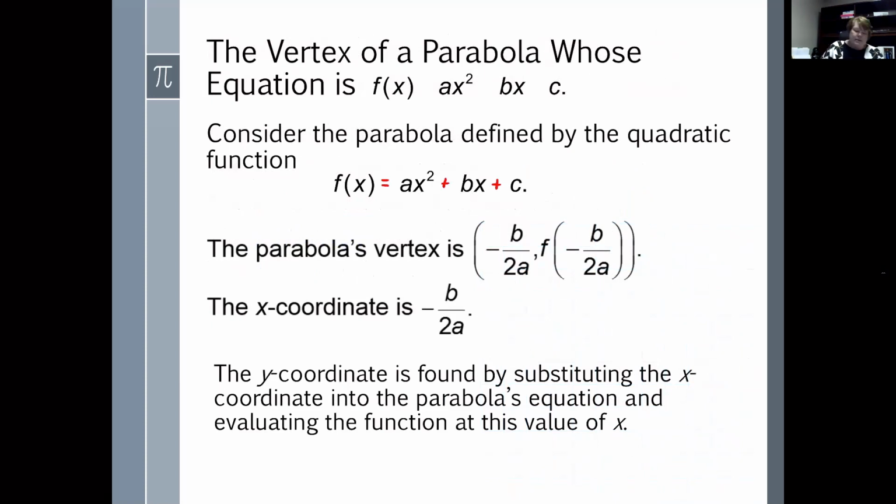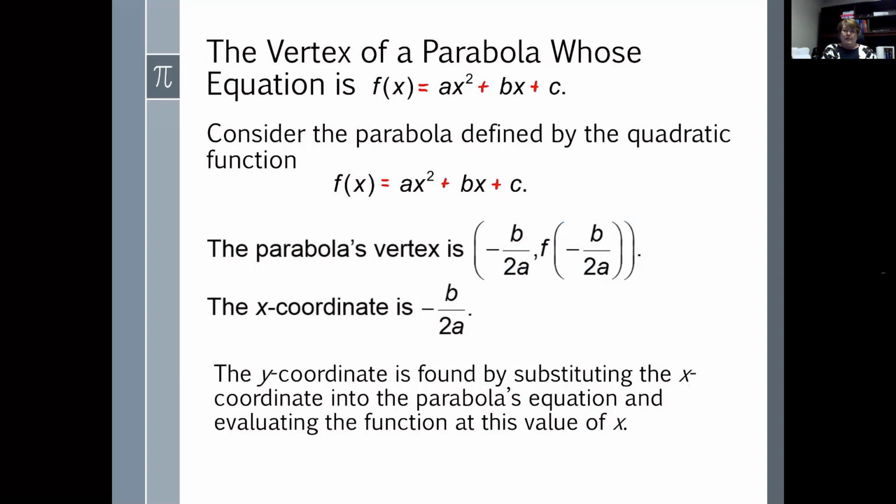All right, let's consider a parabola whose equation is in this form here. f of x equals ax squared plus bx plus c. How do you find the vertex when it's in that form? When it's in standard form, you can just look at the equation and determine the vertex by the transformation that's occurred. But if it's not in this form, we actually have a formula that helps us find the vertex.